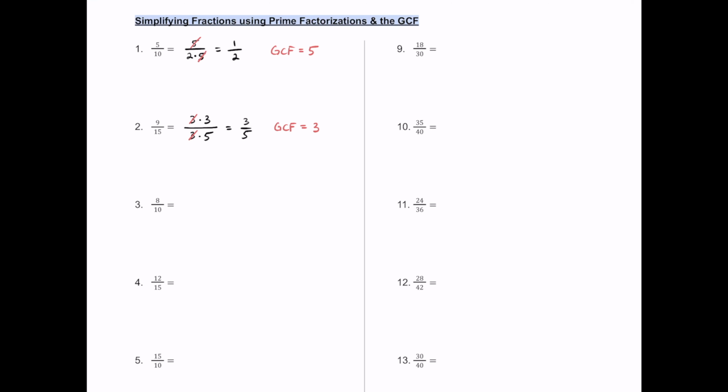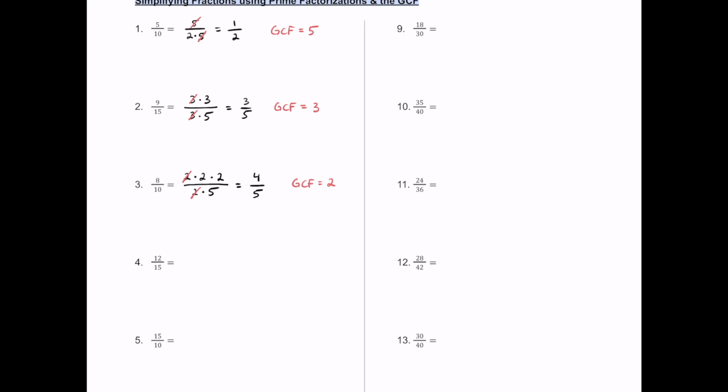is just 3. For number 3, we have 8/10, so 8 will break into 4 times 2, but then 4 will break into 2 times 2, so really 8 is just made up of a 2 times a 2 times a 2, and then a 10 will break up into a 2 times 5. On top and bottom, we can cross off a 2 on both locations, so on top we're left with 2 times 2, which is 4, and on the bottom, we're left with 5. Because top and bottom both had a 2 in common, we know the GCF between the numerator and denominator is 2.